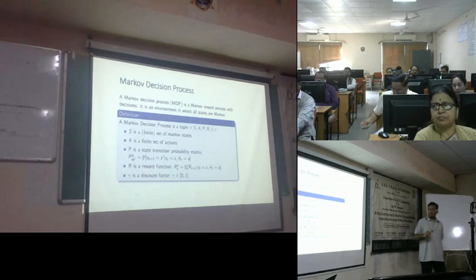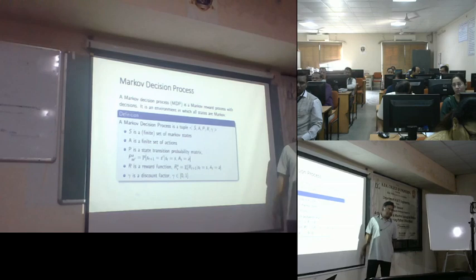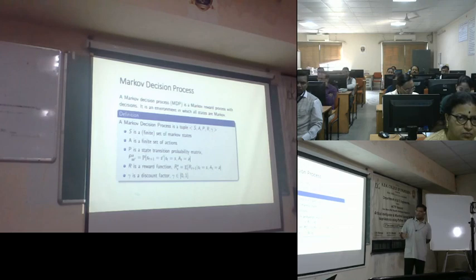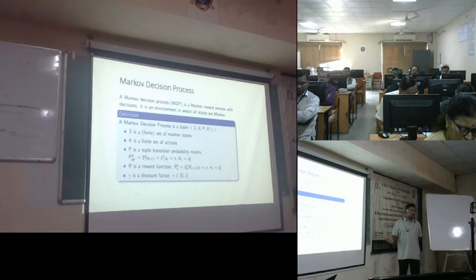Okay. So now this Markov decision process is given by this tuple: the set of states, the set of actions that we can do, the state probability matrix, the reward function given the state S and the action we do, and the discount factor. So this defines the Markov decision process. Okay. So till now everyone is with me, right? Okay, next.